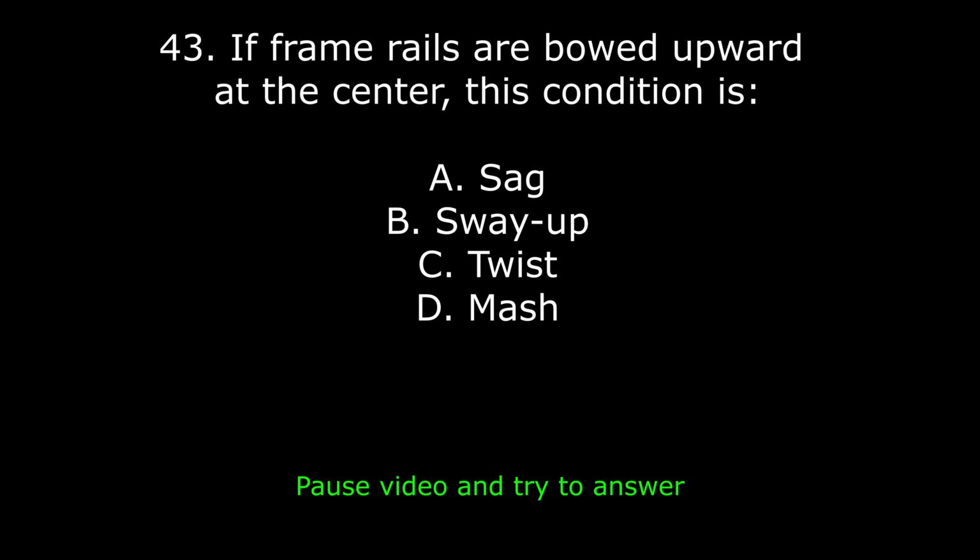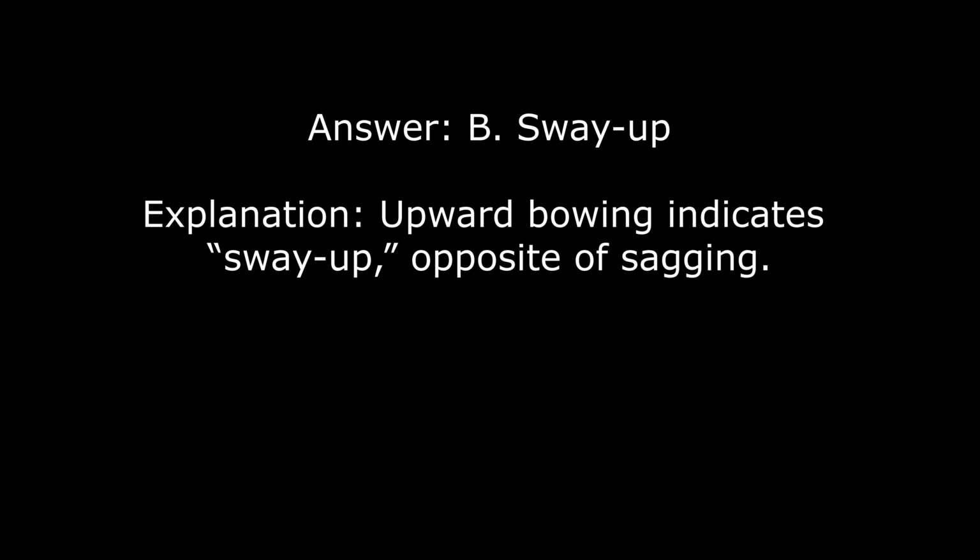43. If frame rails are bowed upward at the center, this condition is A. Sag. B. Sway up. C. Twist. D. Mash. Answer: B. Sway up. Explanation: upward bowing indicates sway up, opposite of sagging.